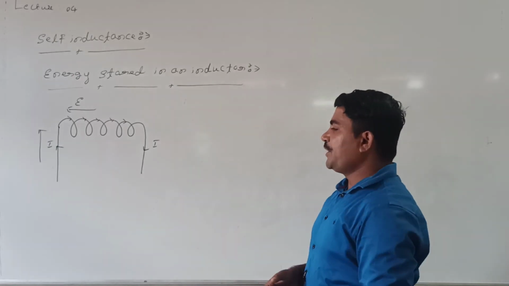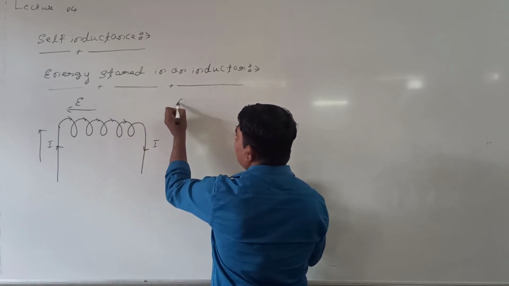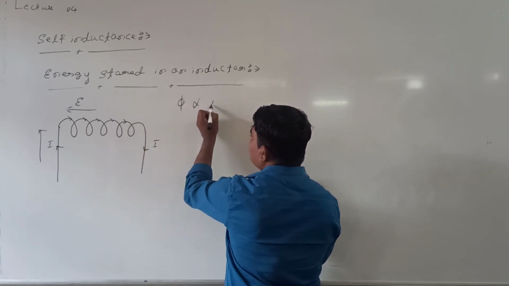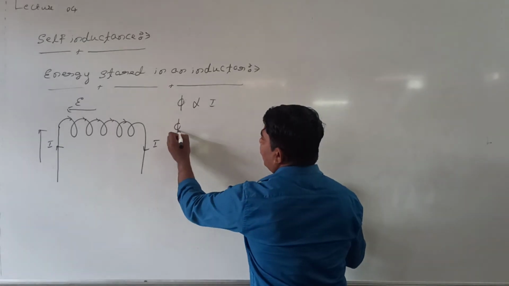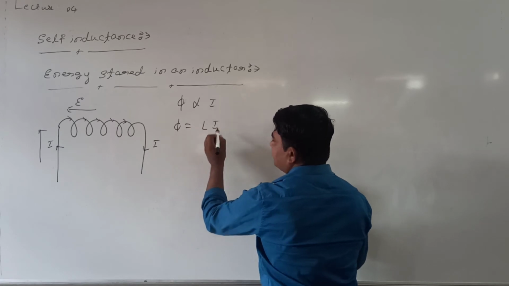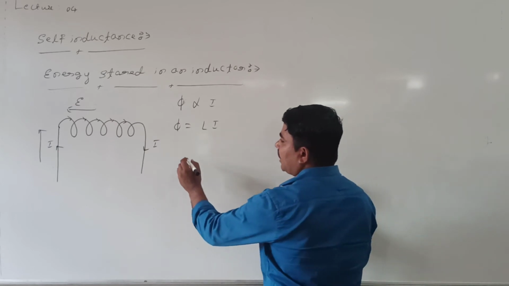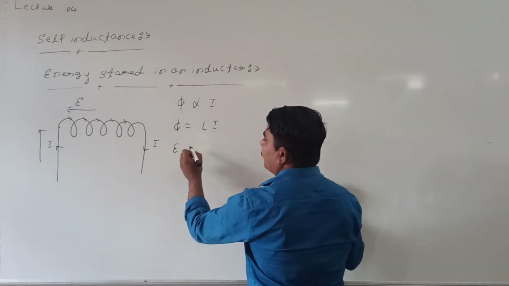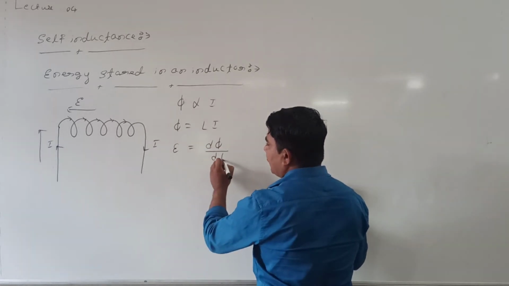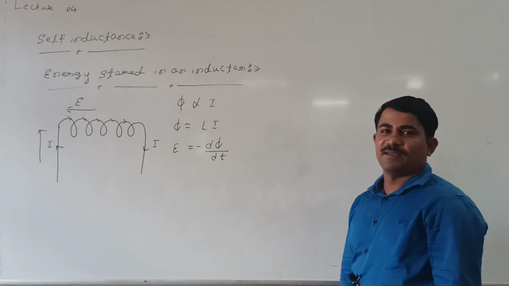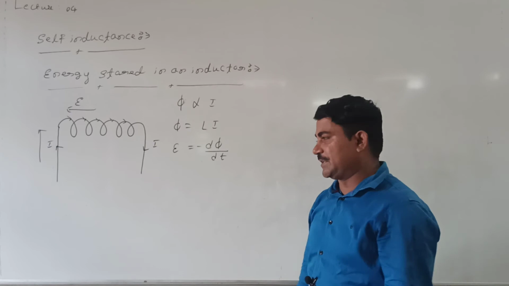See here. We know that wherever current increases in the coil, magnetic flux changes. What do you observe? Change in magnetic flux is directly proportional to current, or change in magnetic flux equals a constant into current. This constant we call self-inductance. According to Faraday's second law, the magnitude of induced EMF is directly proportional to the rate of change of magnetic flux, along with a negative sign. What does the negative sign indicate? The direction of induced EMF opposes the cause that produces it.